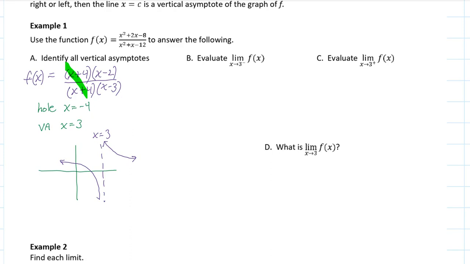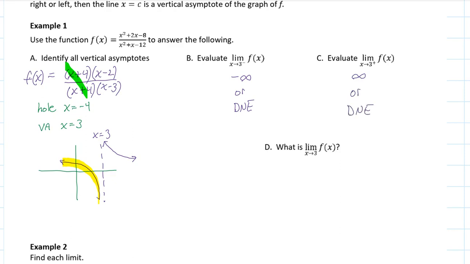And now in part B, we want to evaluate the limit as x goes to 3 from the negative side. So on the negative side, I'm going to follow my graph down this way towards 3. But that graph ends up going down to negative infinity. So the limit would be negative infinity, or you could say does not exist. All right? And then it asks for the limit as x approaches 3 from the positive side of f of x. Well, now you can see on the right side, the graph is going to go up towards positive infinity, or does not exist.